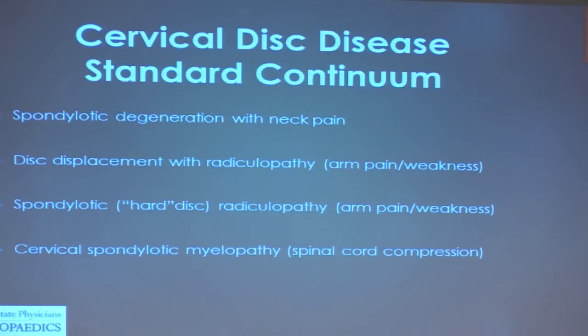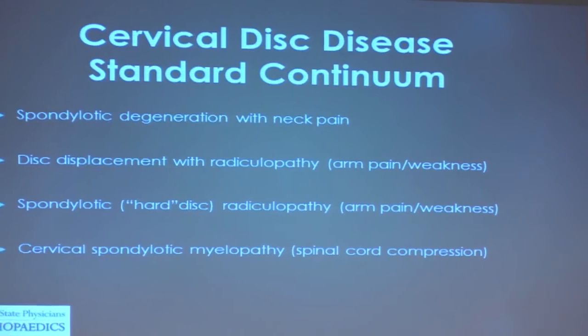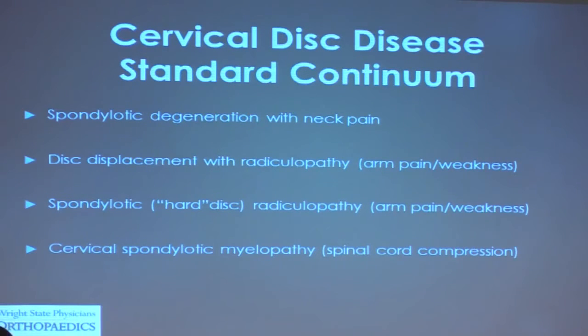So some of the continuum of symptoms is you have the degeneration with neck pain, typically just neck pain, or you can have a disc displacement. You can have a radiculopathy. All that means is you're just having pain down a distribution of one of the nerves in the arm. Then you can also have that from a soft disc or from a bone spur, what we call an osteophyte. And then you have the silent disease, which is the disease that causes narrowing of the canal, and the presentation that the patient has is of progressive weakness, progressive difficulty in ambulation, and numbness in the hands, and that comes from spinal cord compression in the neck.